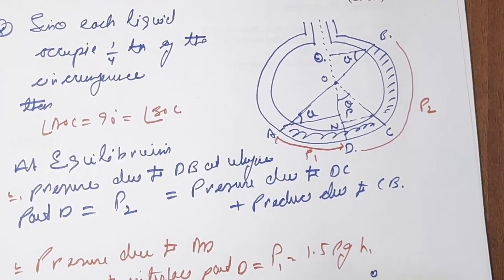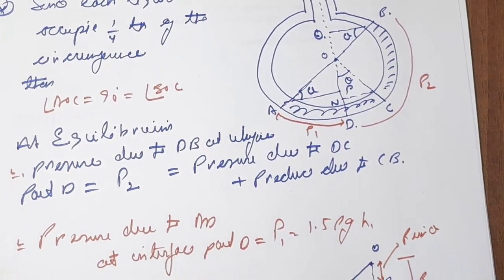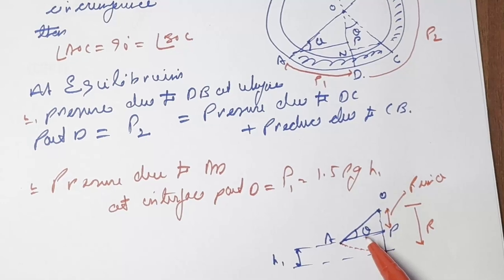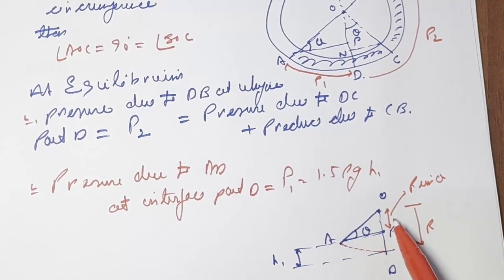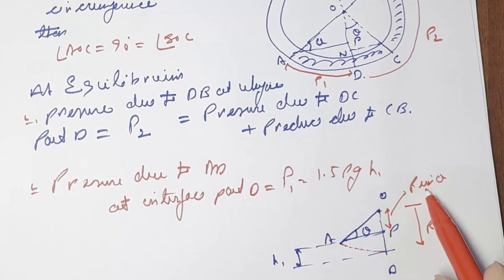So for P1, this is our AD. We have to find out what this height will be. Total is our radius R, and this height, that is PO, will be equal to R sine of theta. Sorry, I missed: total height is R, and this is angle theta. Therefore we can say PO will be equal to R sine of theta. So PD, that is height H1, will be equal to R minus R sine of theta.